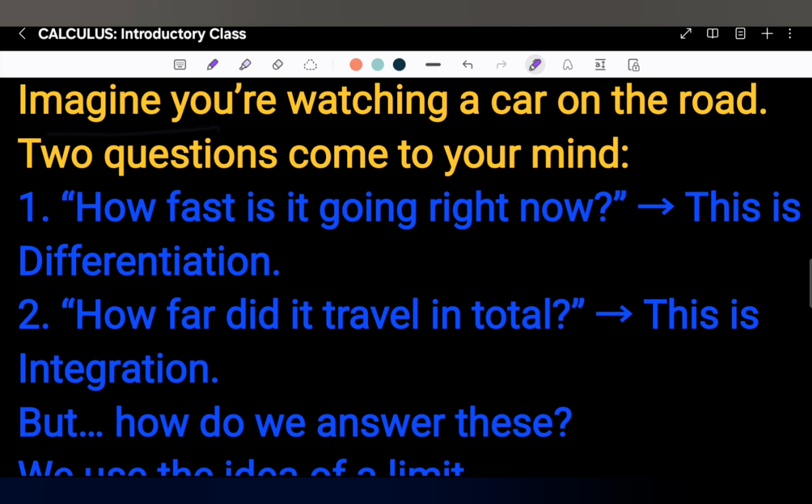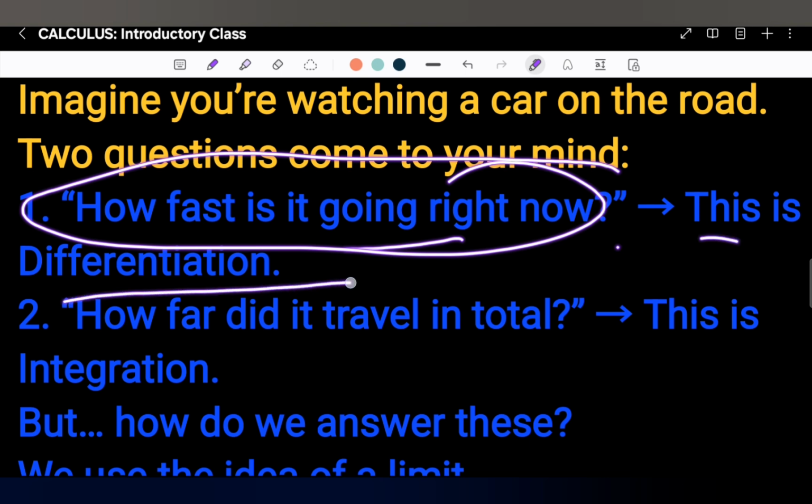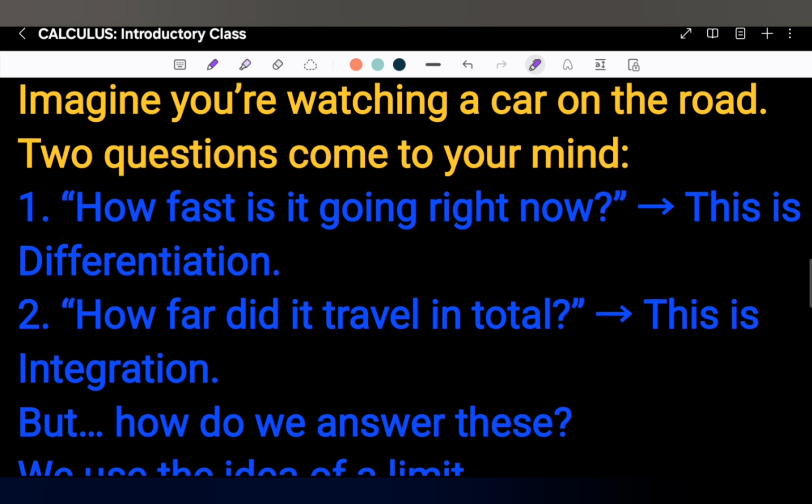Let's understand it with the help of an example. Imagine you are watching a car on the road. Two questions come to your mind. How fast is it going right now? This will be known as differentiation. And the next question will be, how far did it travel in total? What distance might it have covered? This is the matter of integration.